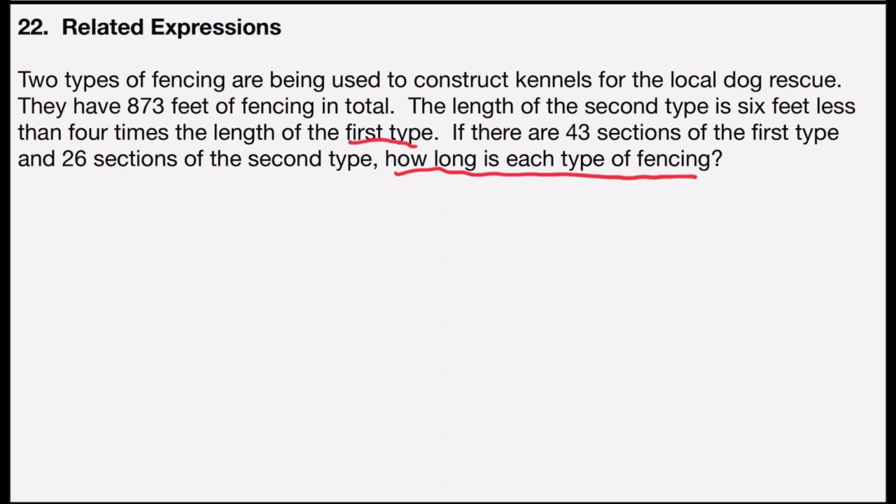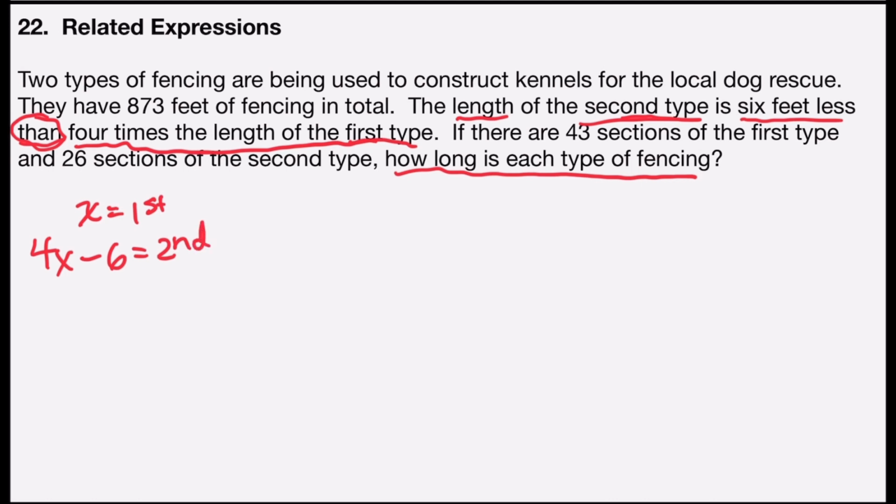And we have a first type and we have a second type. Since the second type depends on the first type, I will call the first type of fencing X. So X will equal the first type of fencing. It says the length of the second type is 6 feet less than, so less than means subtraction, and the word than means that I'm going to flip the beginning and the end, 4 times the length of the first type. So I'm going to have 4 times the length of the first type minus 6, and that will be equal to the length of the second type.